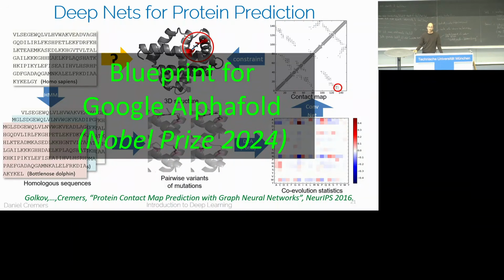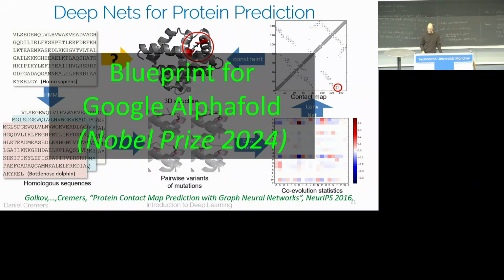But the key idea of using graph neural networks and training them to predict the 3D structure from the co-evolution statistics, this is the idea that we put forward in 2016.